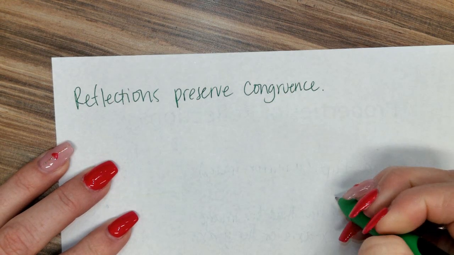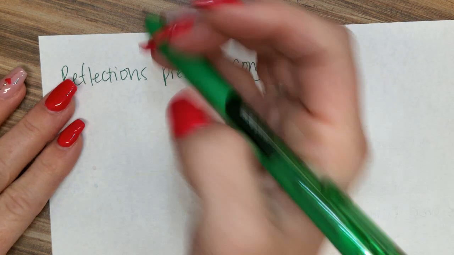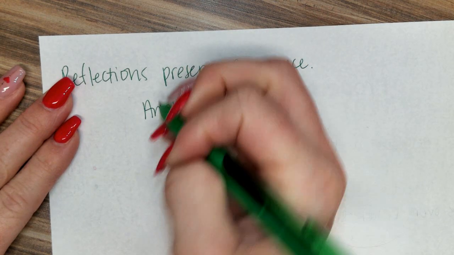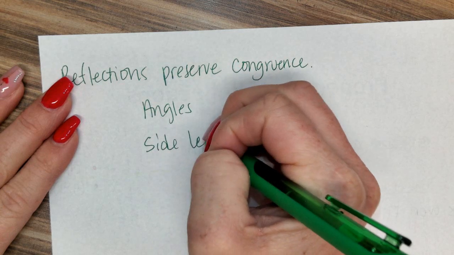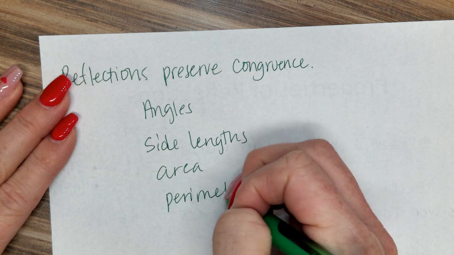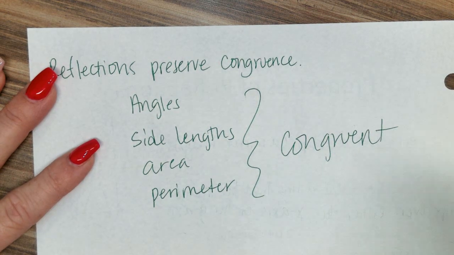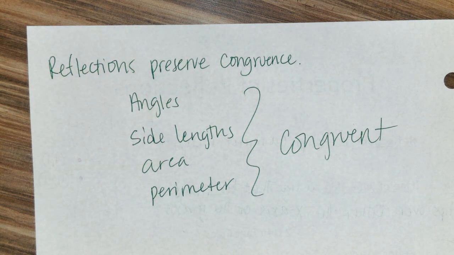congruence. Meaning, and if you want to write this, you can, because you're going to be asked a question. You don't have to. The angles, the side lengths, the area, the perimeter, anything you can think of stays congruent. They stay the same. Same size, same shape. The only thing that changed was your view of it, the orientation. It flipped over.